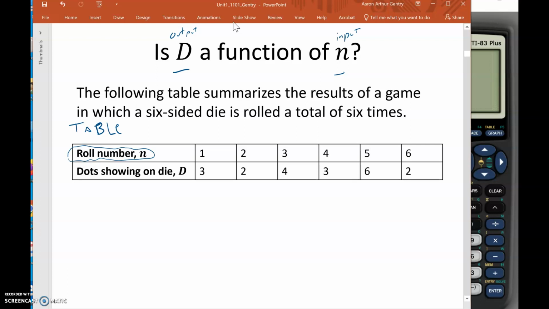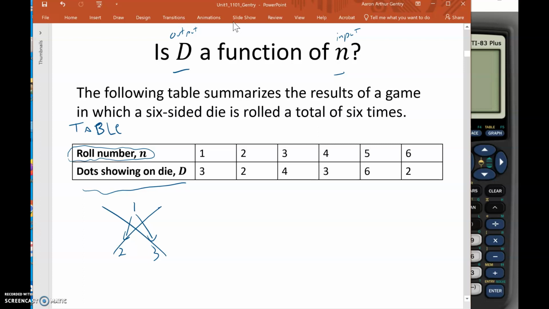Oh, I'm sorry. I just said I was reading one thing and saying another. N is the roll number, so it's whether it's the first, second, third, fourth, fifth, sixth time that you rolled the die. D, on the other hand, is the number of dots. Okay. So in order for D to be a function of n, what we need to happen is that we can't ever have an n going to more than one d. So we can't have like 1 going to 2 and 1 going to 3 or something like that. So that would be bad, right? So put an X through that.